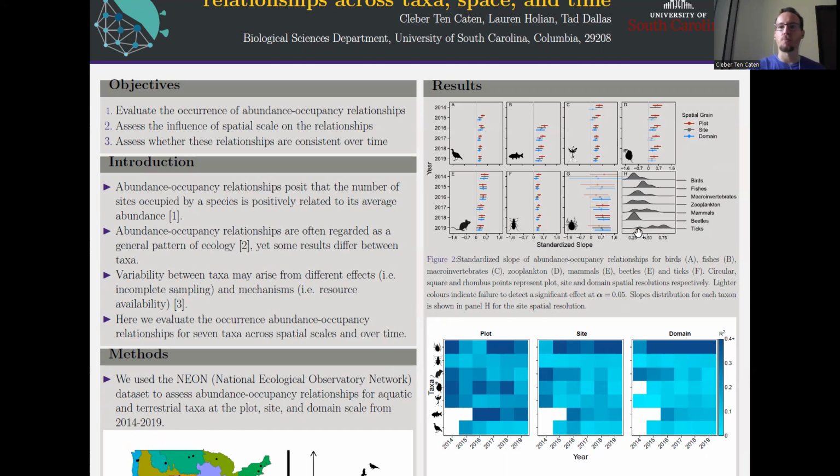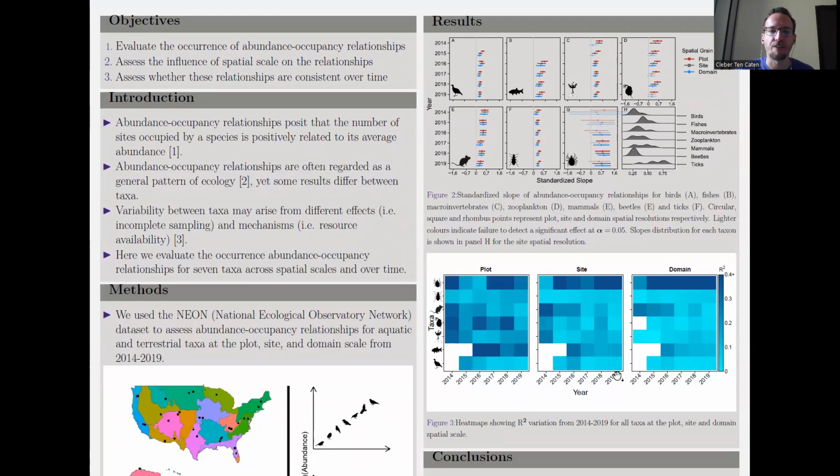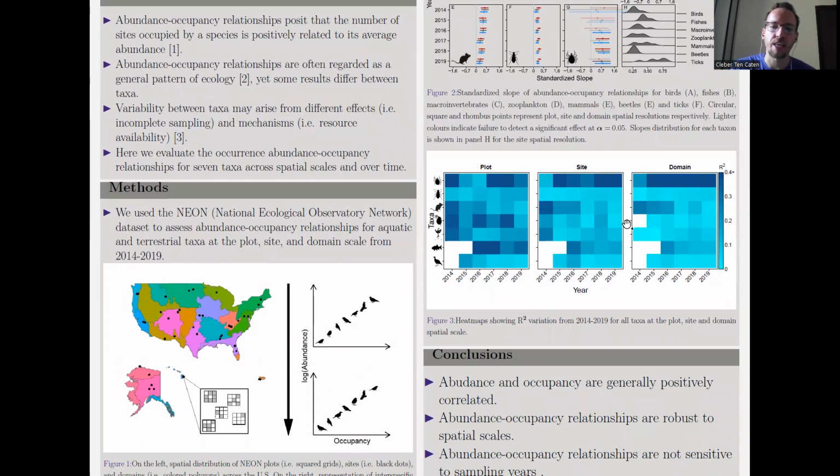Even though we found this general positive abundance and occupancy relationship, those relationships tended to be quite weak, as we can see here in Figure 3, where we have heat maps showing the R-squared values observed for the relationships that we evaluated. For the majority of the taxa, the R-squared values tended to be quite low, being 0.2 or below. Maybe the only exception is ticks, shown here in the first row, where the R-squared values tended to be a little bit larger.